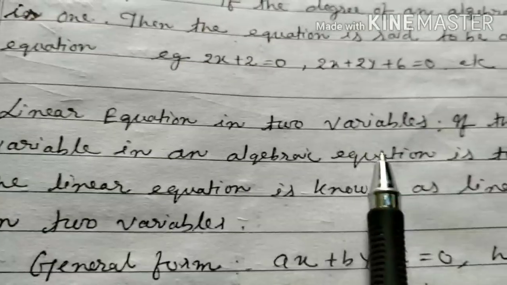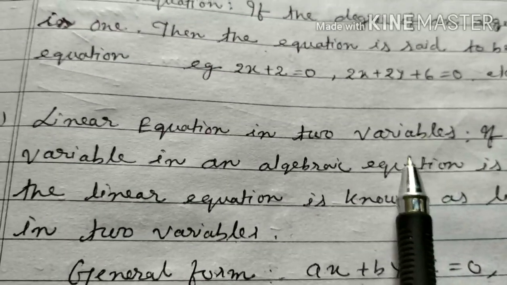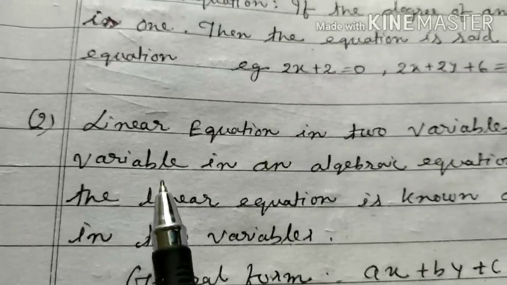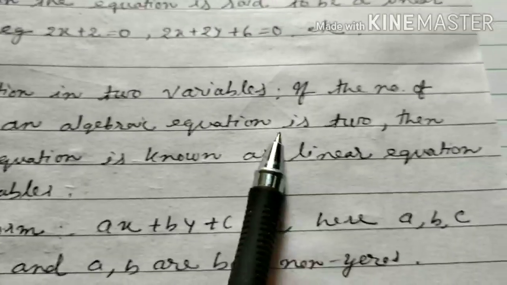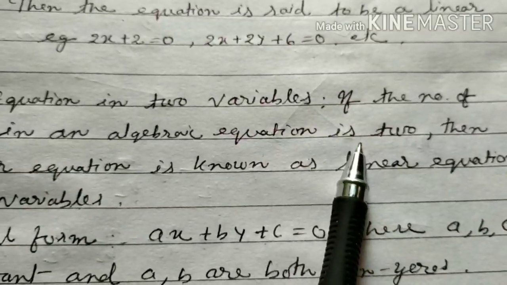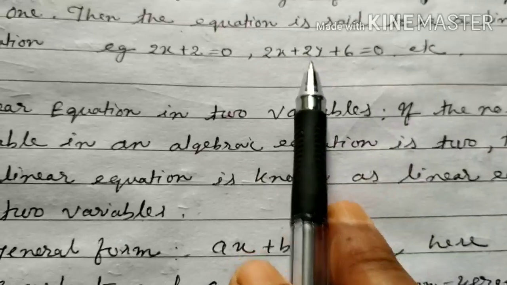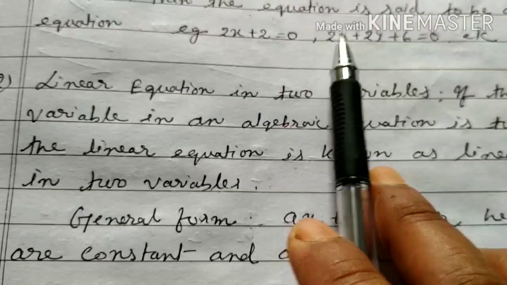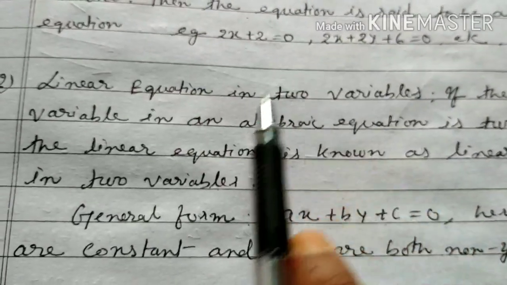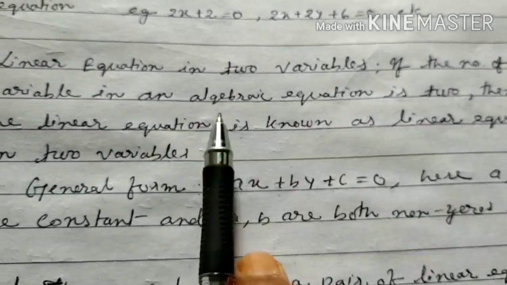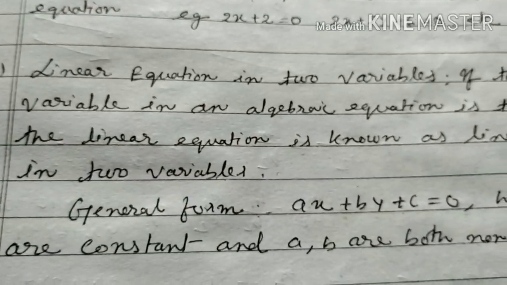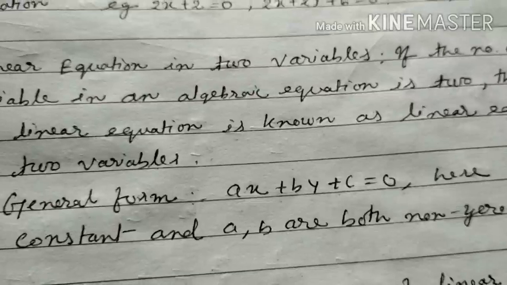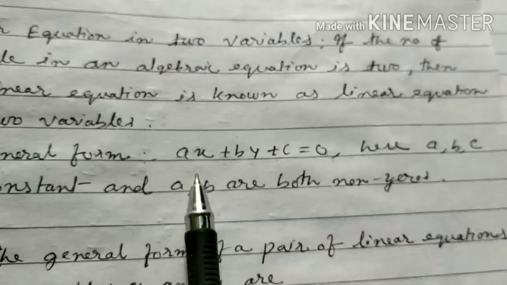Then the linear equation in two variables. If the number of variables in an algebraic equation is 2, the equation has two variables. Here is an example. You all know the degree will be 1, so then the linear equation is known as the linear equation in two variables. The general form of linear equation in two variables you have already learned in class 9.